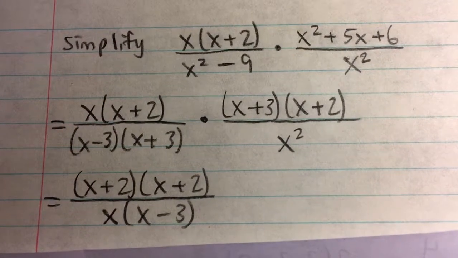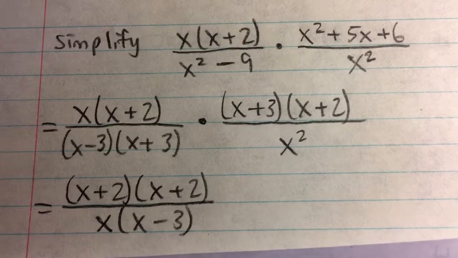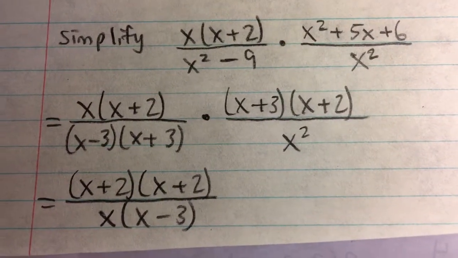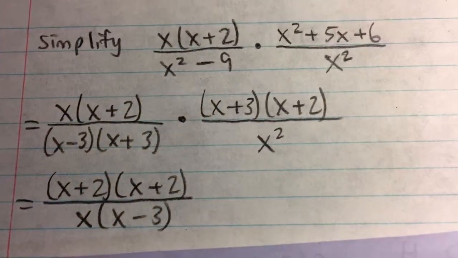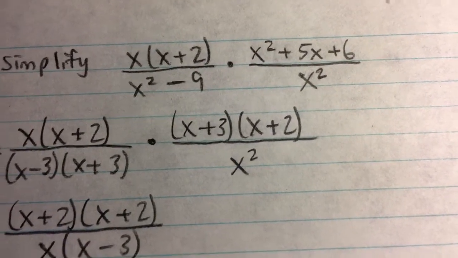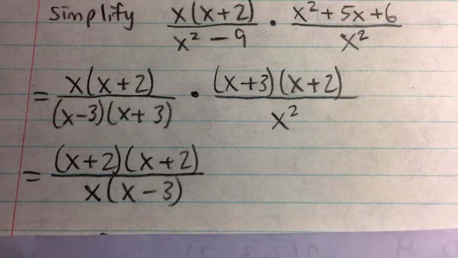Simplify x times x plus 2 over x squared minus 9, times x squared plus 5x plus 6 over x squared. And so to simplify this, we can see we have two fractions being multiplied by each other. What I'm going to do is factor out as much as I can, and then at the end we're going to cancel and simplify, and we'll be left with our final answer.